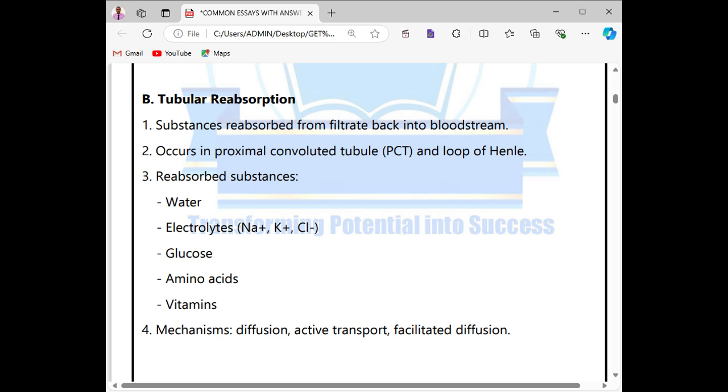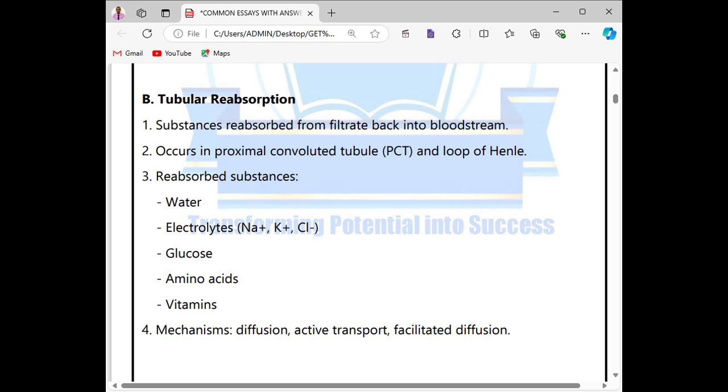One thing you need to take note of as far as tubular reabsorption is concerned is that there are certain regulating factors, and those include glomerular-tubular balance. We'll talk about it; we'll find it in one of these questions as we proceed. You also have hormonal factors. Hormones such as ADH also contribute to tubular reabsorption. Remember, ADH plays a role in reabsorption of water.